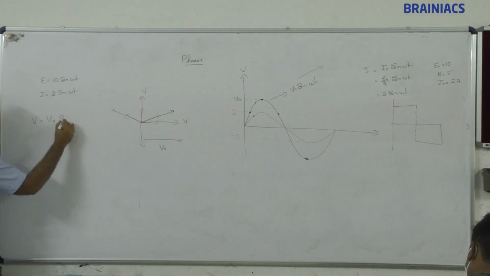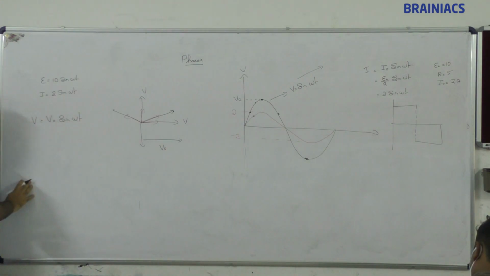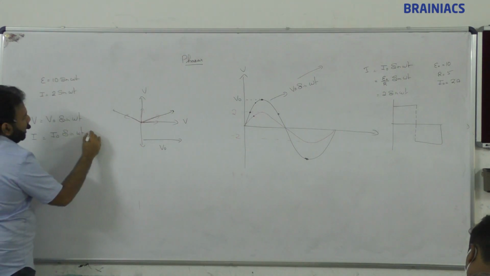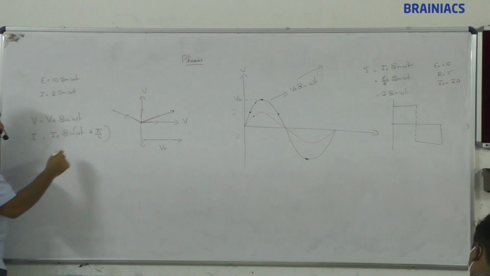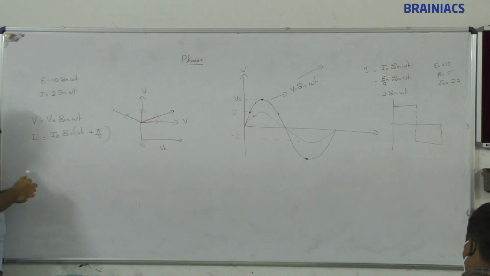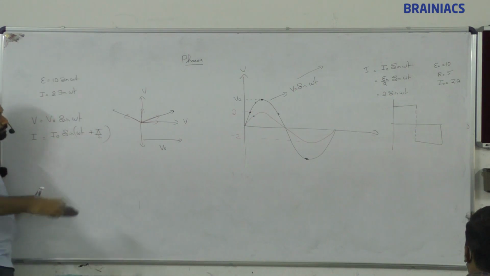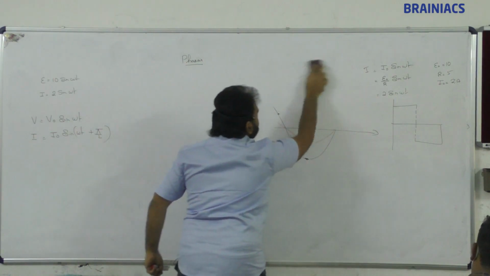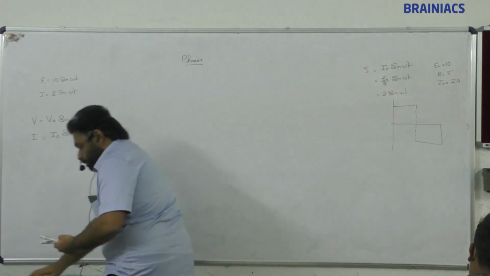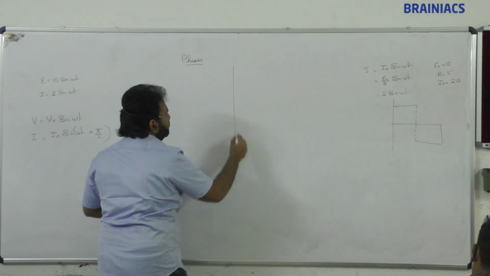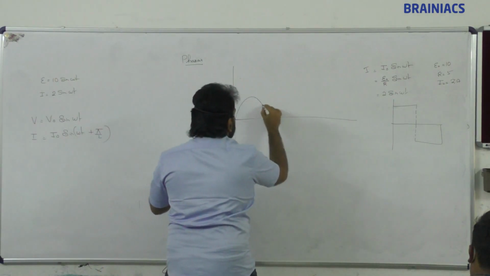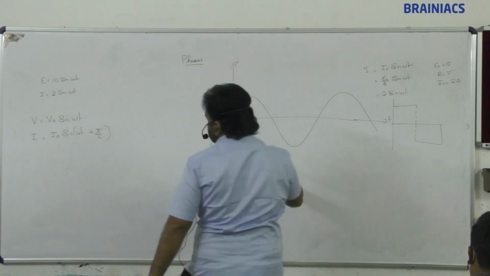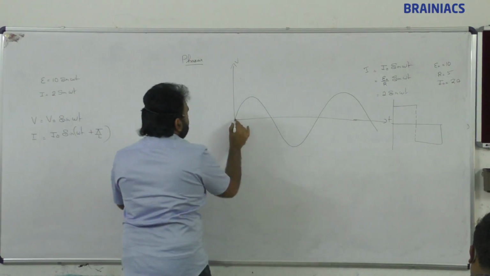Now suppose current and voltage have a phase difference, so say for example V is equal to V naught sine omega t and current I is equal to I naught sine omega t plus pi by 2. If they have a phase difference, then how will we draw this? Okay, so this is voltage. If this is voltage, then what about current?